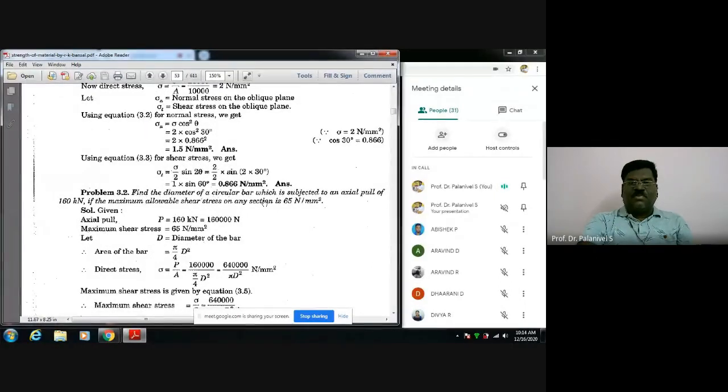Find the diameter of a circular bar which is subjected to an axial pull of 160 kilonewton, if the maximum allowable shear stress on any section is 65 Newton per square mm.